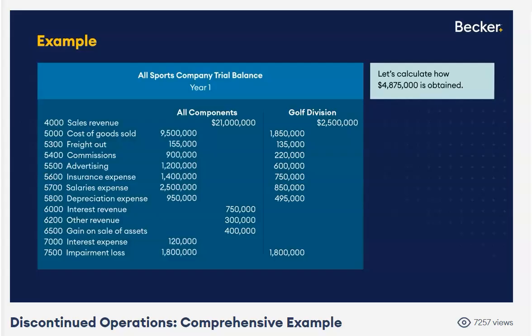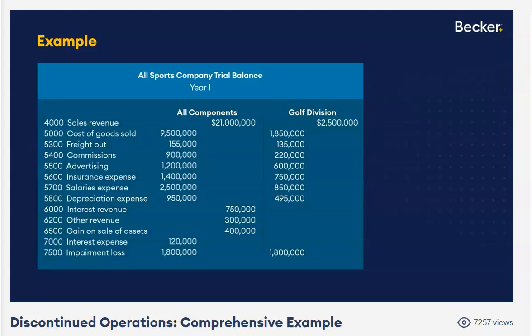What if that weren't given? On the left side, I've got sales of $21 million for all the different segments of the company. On the right side, I see of that $21 million, how much was from the golf division? $2.5 million. So the sales attributed to continuing operations would be the $21 million minus that $2.5 million, revenue of $18.5 million for continuing.